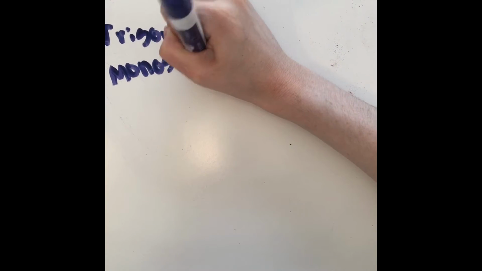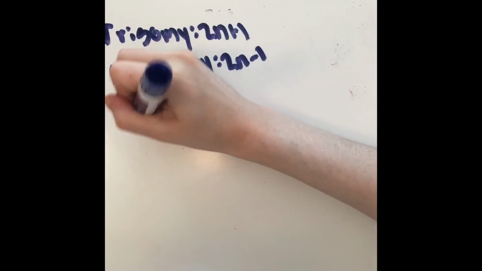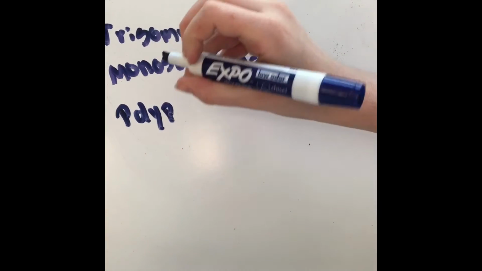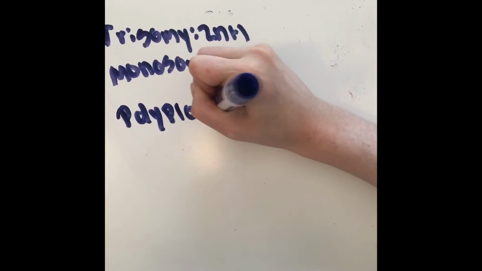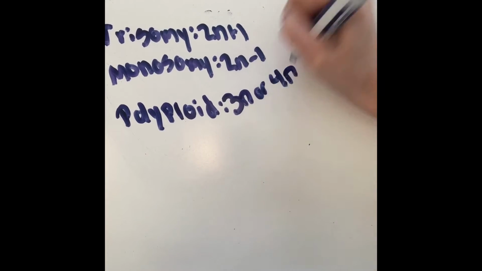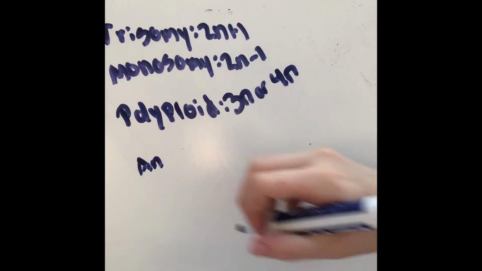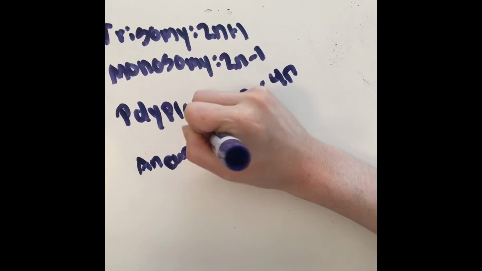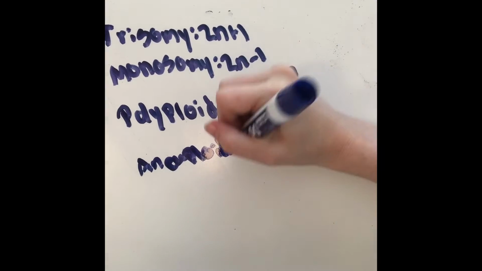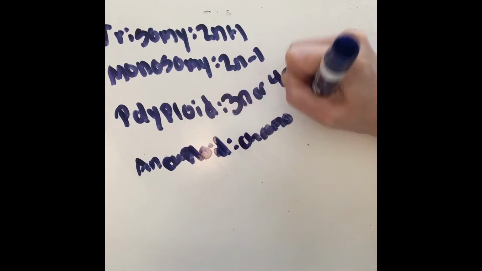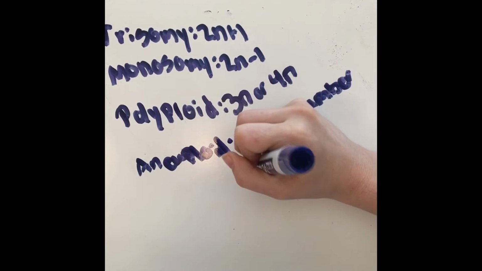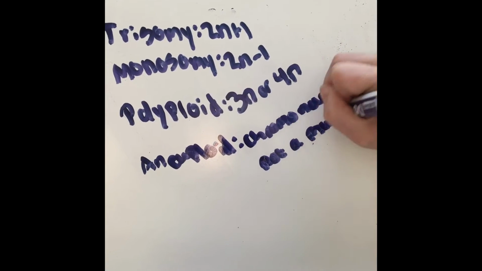Chromosomal inheritance disorders can be trisomy, one extra chromosome, monosomy, one less chromosome, polyploid, 3N or 4N, and haploid, a chromosomal number that is not the exact multiple of the haploid set. This is usually caused by non-disjunction, which is when the chromosomes do not separate correctly at the anaphase.